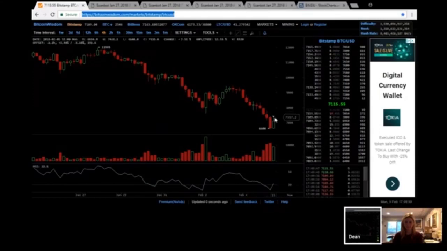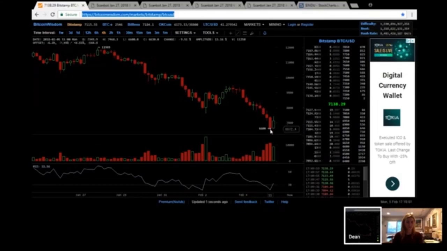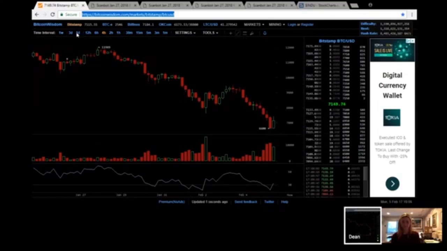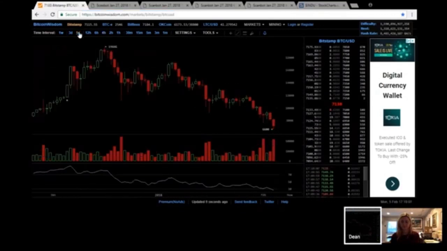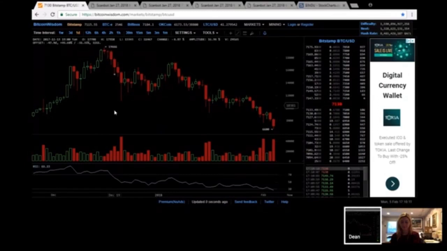But this is the activity we saw today on a 4-hour chart. This is the last 4-hour bar. This is the one that took us down to 6,600. Now I'm going to go to a little larger chart, which takes us back to the peak again, right over here at 19,666.